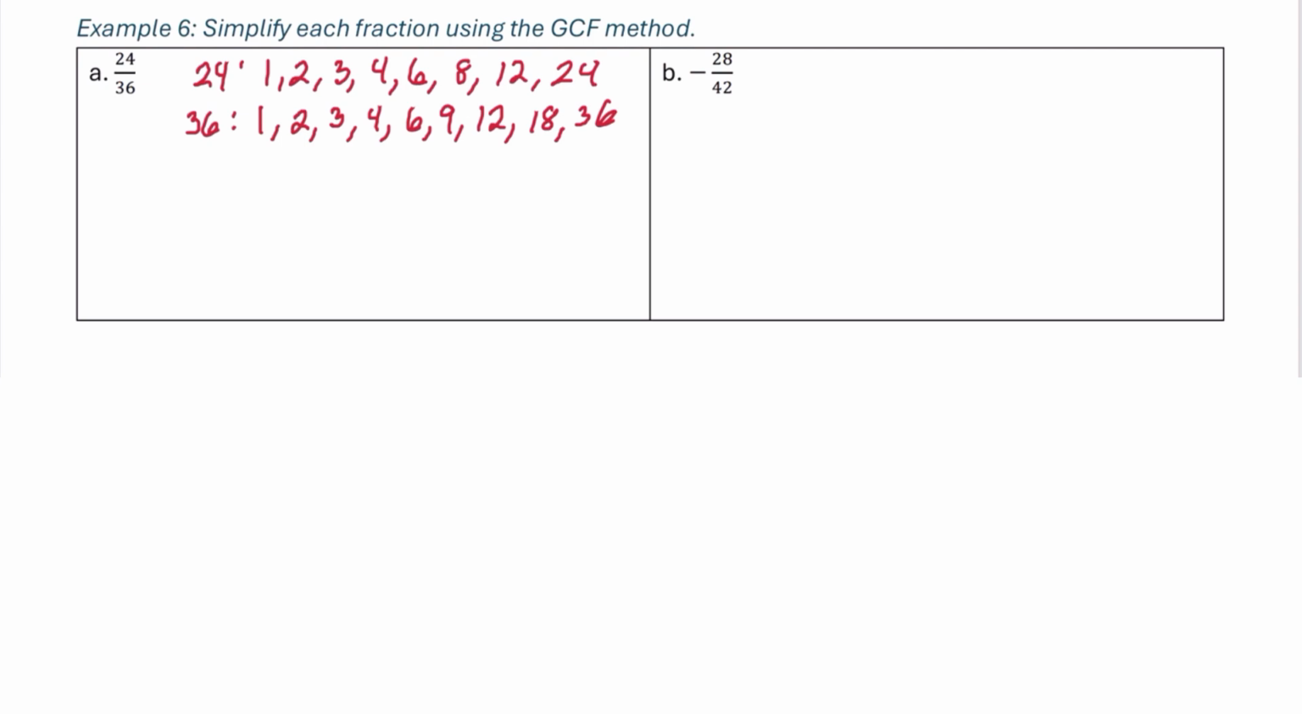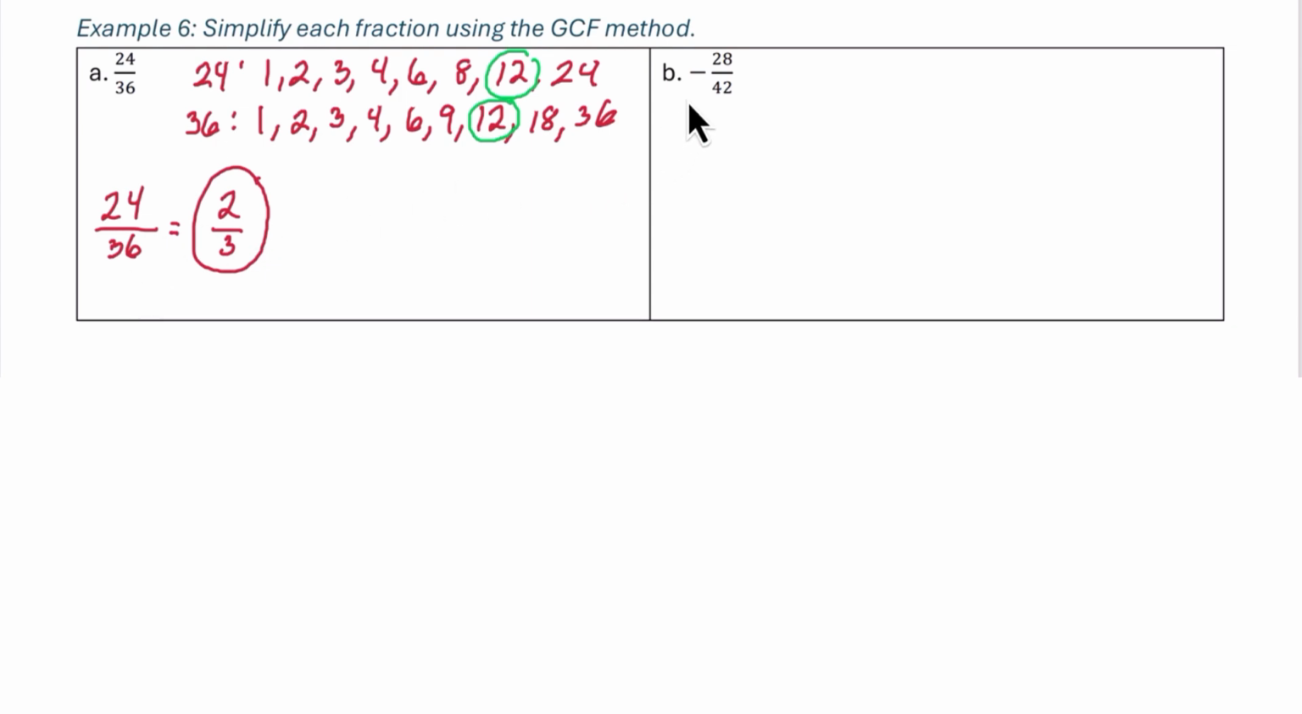Next, we want to find the largest of those that they have in common. And it looks like that number is 12. 12 is the biggest or greatest number that is a factor of both 24 and 36. So to rewrite 24 over 36 as a reduced or simplified fraction, we will take each of those numbers and divide it by the GCF of 12. 24 divided by 12 is 2. 36 divided by 12 is 3. So the reduced or simplified version is 2/3.